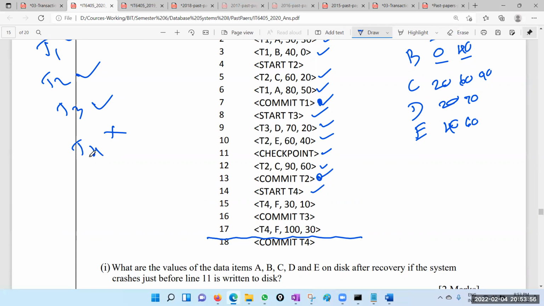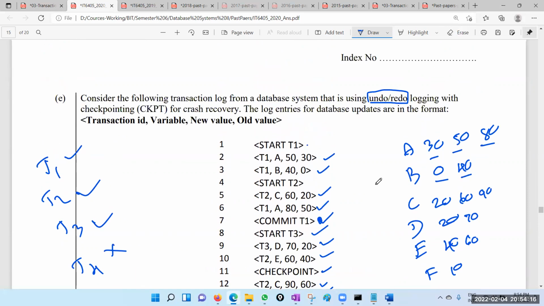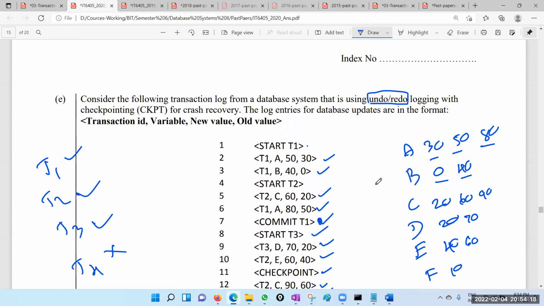Transaction 4 we are not going to consider, right? But from that, at least we can know the original value is 10. But we are not going to consider that because T4 is not committed. But from that, we got the original value 10. Right. So the final values must be 80, 40, 90, 70, 60, 10.